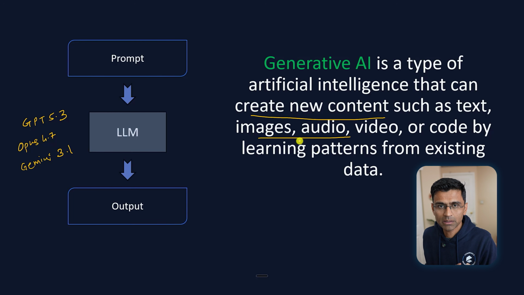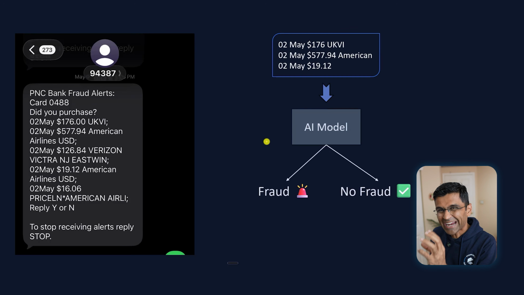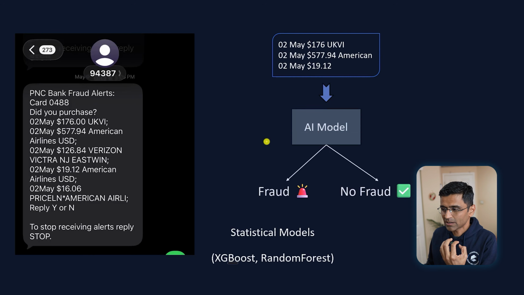We have traditional AI as well. Before ChatGPT came, AI was there. Things like fraud detection used AI. This is a real fraud message that I got from my bank. And here they use lightweight models called statistical models. They use methods such as XGBoost, random forest, etc. to figure out or to classify whether this transaction is fraud or not a fraud. So here you are not generating new text. You have input and you are just labeling it. You are saying whether it's a fraud or not a fraud.